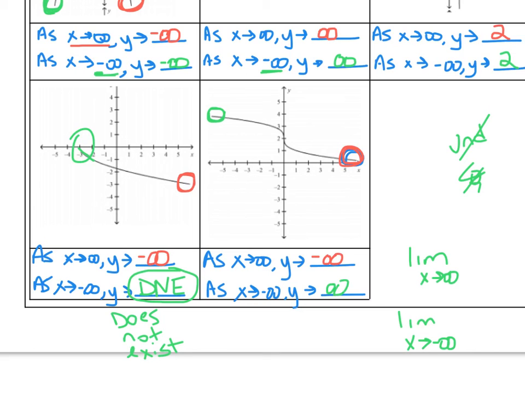Do you remember what function this is? This is a cube root function. And cube root functions do not have asymptotes. So even though, once again, this kind of looks like it's leveling off, it's actually going to negative infinity and positive infinity for its range. It's not leveling off.